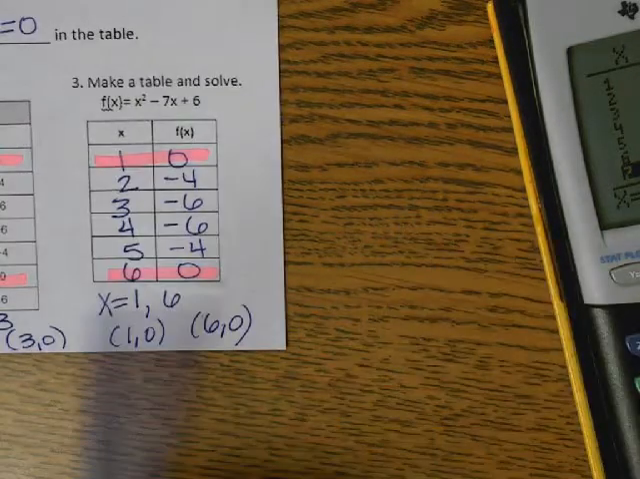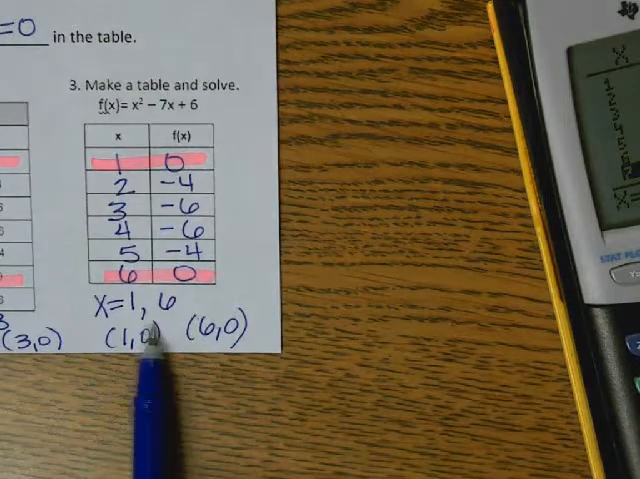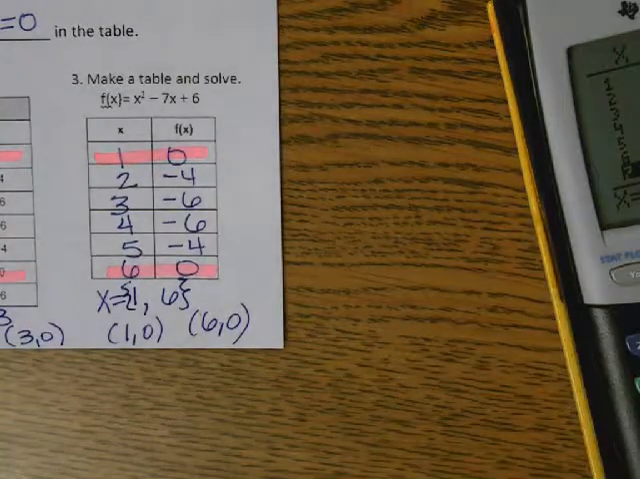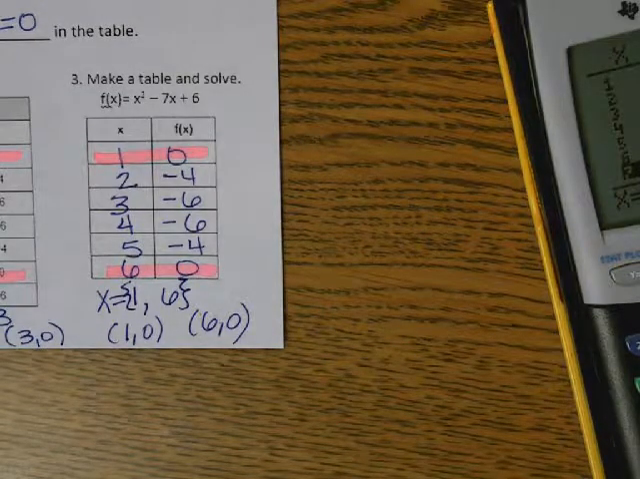Now if you write your x's 1 and 6 like this, you technically should put this to show that it is the set of and not an ordered pair. Alright, so that's using a table to solve.